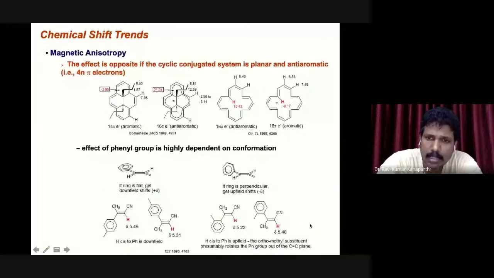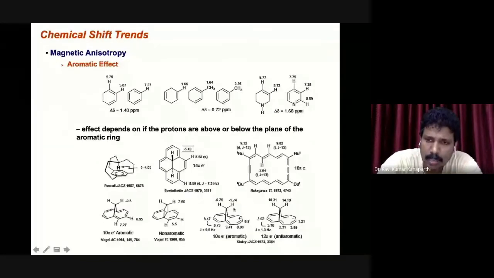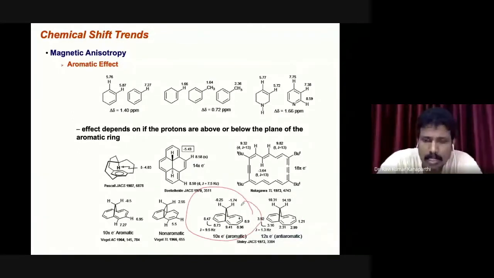The best example is another one. We have discussed many examples, but this is another very interesting compound. You can see here this is a 10 pi system, which is aromatic, and above this aromatic ring, two protons are resonating at minus 0.25. The other one is resonating at minus 1.7.